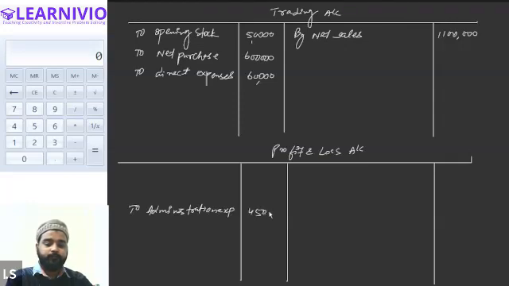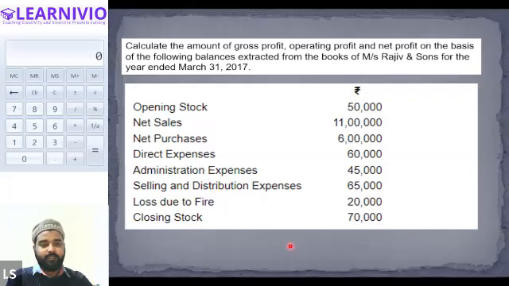$45,000. Is this clear, everyone? Any doubts? No doubt. Okay. Moving on to the next item, selling and distribution expense.